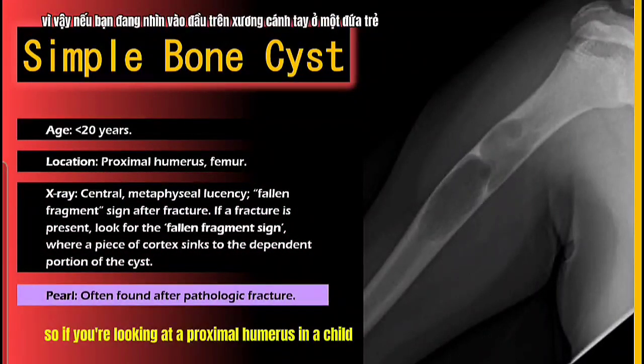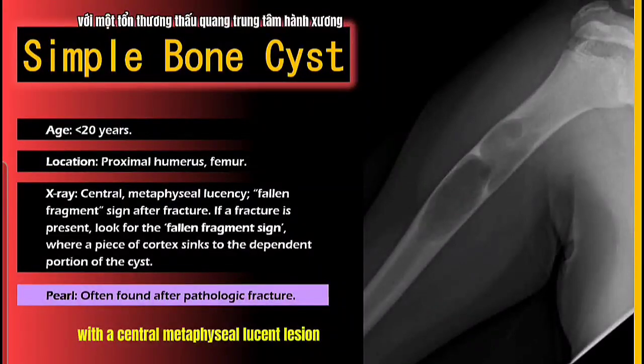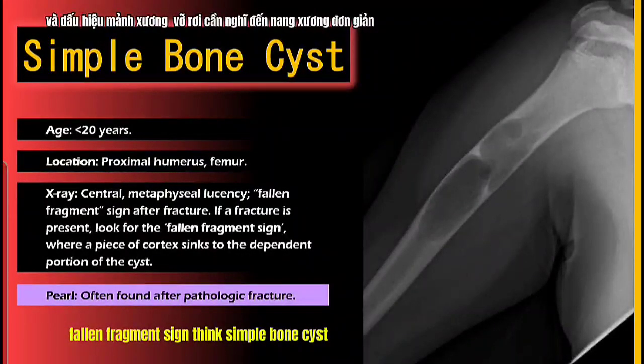So if you're looking at a proximal humerus in a child with a central metaphyseal lucent lesion, fallen fragment sign, think simple bone cyst.